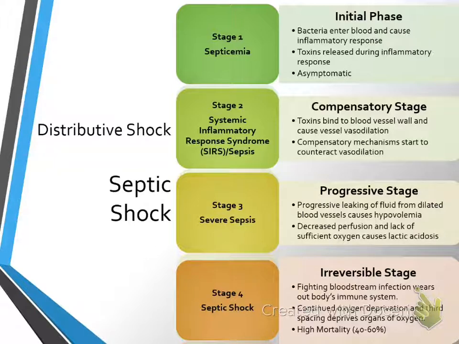How long people are in it depends on how aggressive the bacteria or virus is. So somebody with an aggressive virus will move right into the compensatory stage within like an hour or two. Someone with a very unaggressive virus or bacteria could be in septicemia for a couple of days before it starts to become apparent. In the second stage, we end up with what's called the systemic inflammatory response syndrome. And sepsis just means that you have a source of infection.